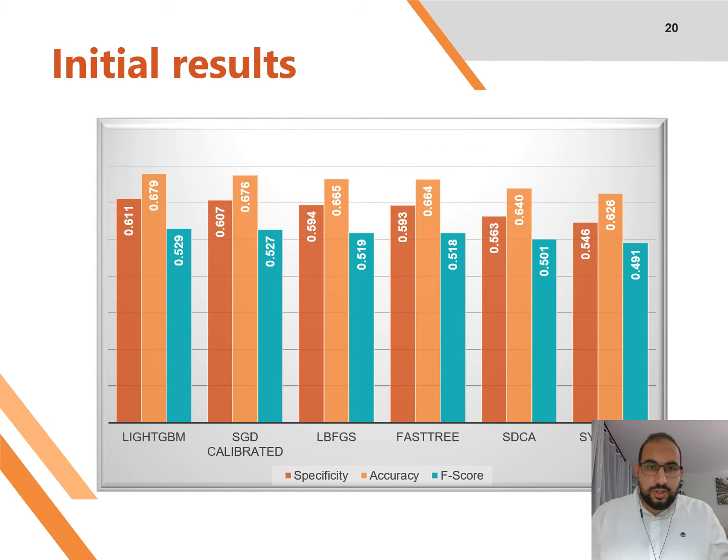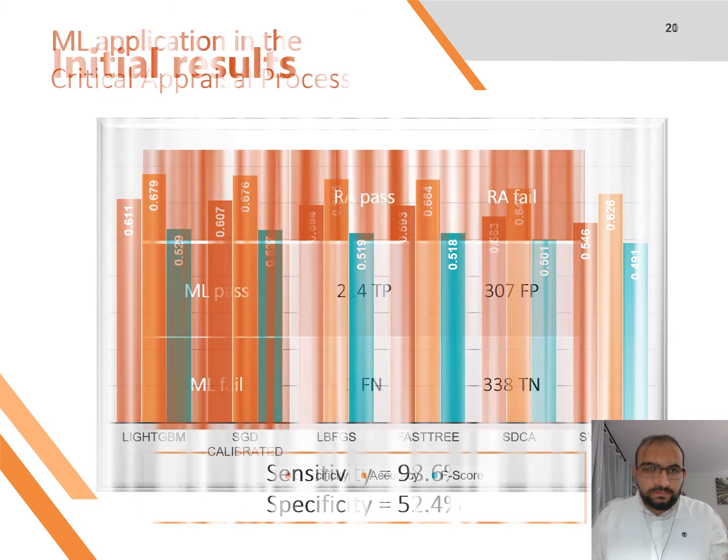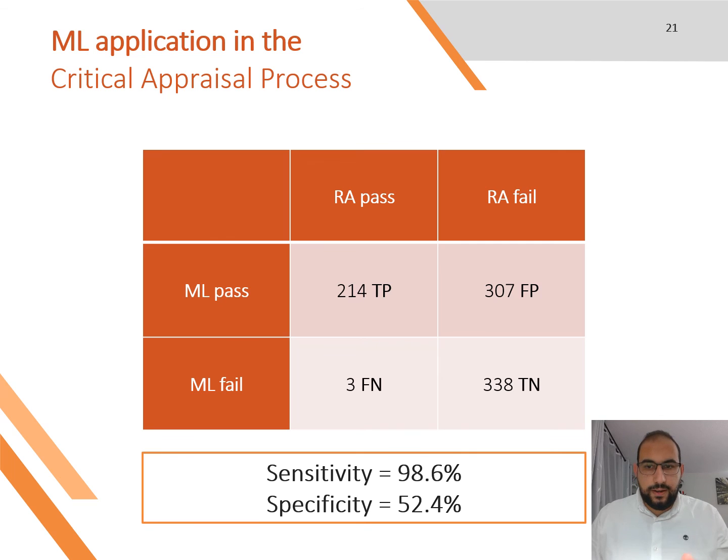Our initial results suggest that when sensitivity was optimized to almost 99%, the Light Gradient Boosting Machine achieved the highest performance among all 6 classifiers. Although they are really comparable and close to each other, a slight difference means that one less article will be missed. We have also incorporated the Light Gradient Boosting Machine model into our critical appraisal process. It has achieved an astonishing 98.6% sensitivity with 52.4% specificity, and only 3 articles were labeled as false negatives.